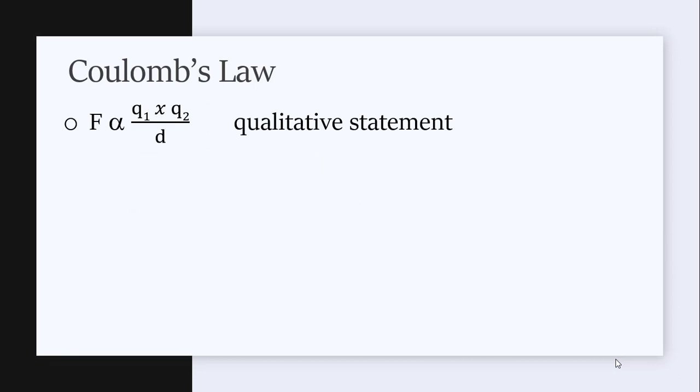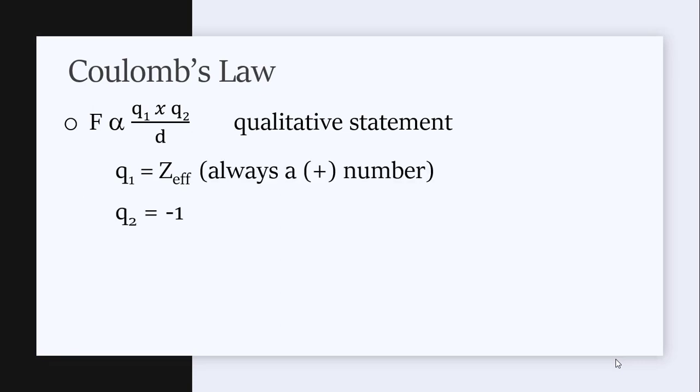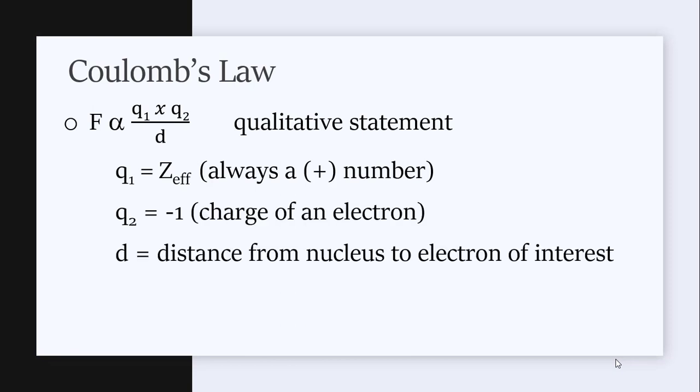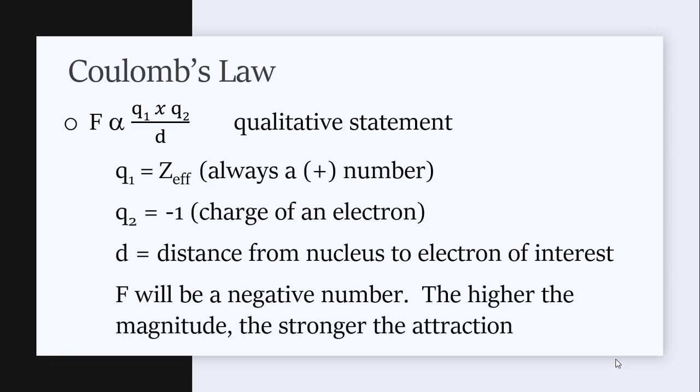So what do the letters mean? We know that F is the force. Q1 will be the Zeff. That will always be a positive number. Q2 will be -1. That's the charge of an electron. d is the distance from the nucleus to the electron of interest. So in this relationship, F will always be a negative number because opposites attract. Remember, we are going to be looking at the magnitude of the number. The higher the magnitude, the stronger the attraction.